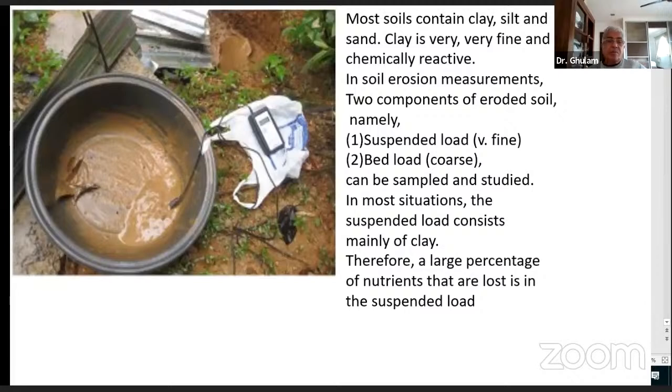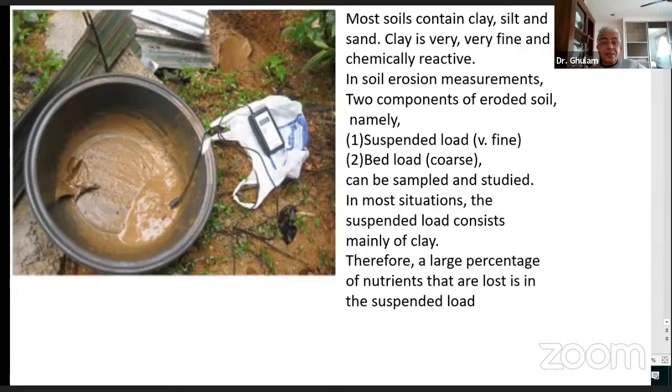While we are talking about soil erosion, maybe we can take one step back and go back to some of the basic information about soils. Most of you who have studied soils will know this very well because normal soils are composed of clay, silt, sand, and of course organic matter. The clay, silt, and sand are the mineral components. The organic matter is the organic component.